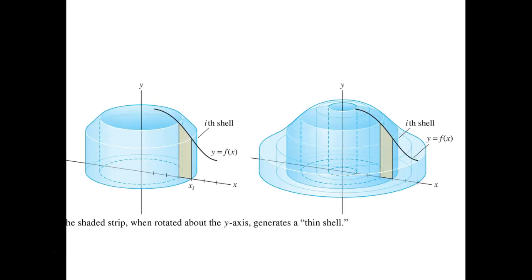And again, the area of that shell is the width of the shell, delta x, or later to be a dx, times the height of the shell, f of x, at some value within that x sub i, and then the circumference that's cut by that is 2 pi x in this case. Okay, there's your thin shell.